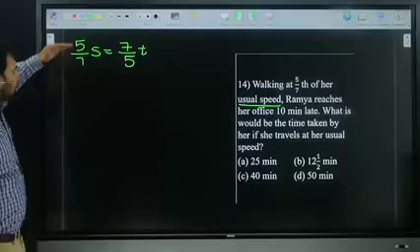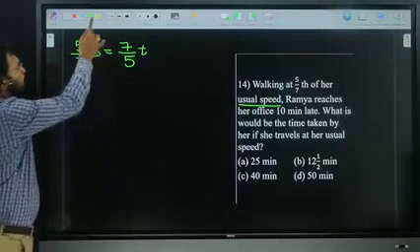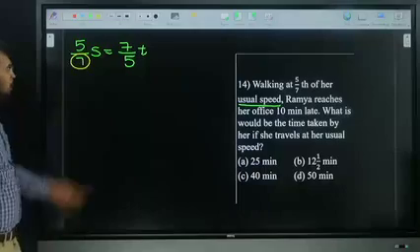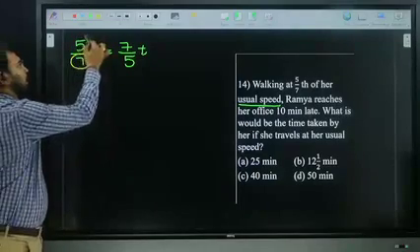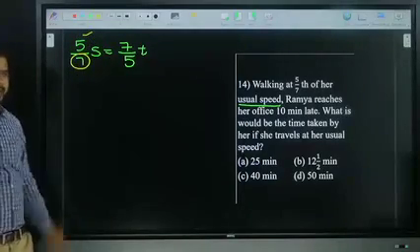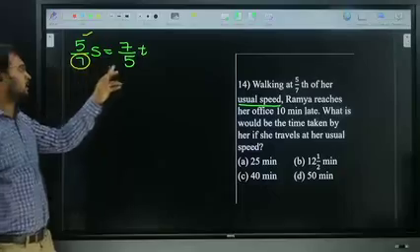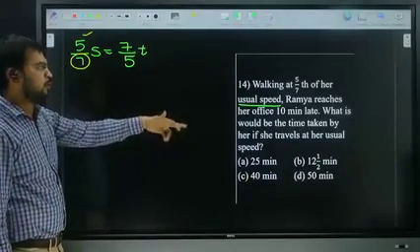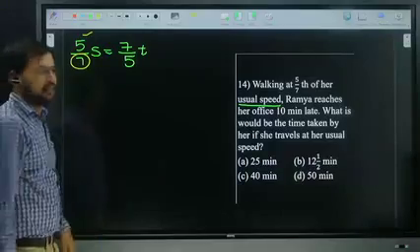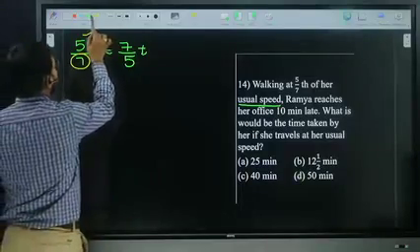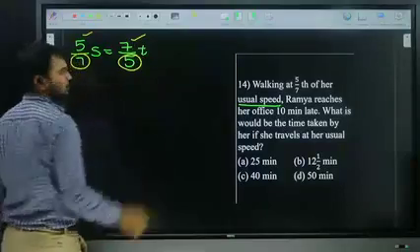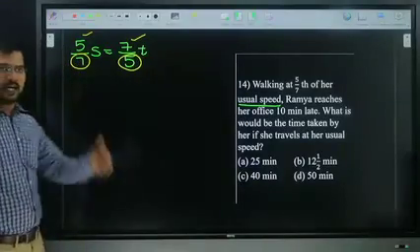5 by 7th of the speed is nothing but original speed is 7 parts, but she travels with 5 parts. That is the reason she is late by 10 minutes. So original time is what? Original time is 5 parts only, but she took 7 parts. All of you clear?